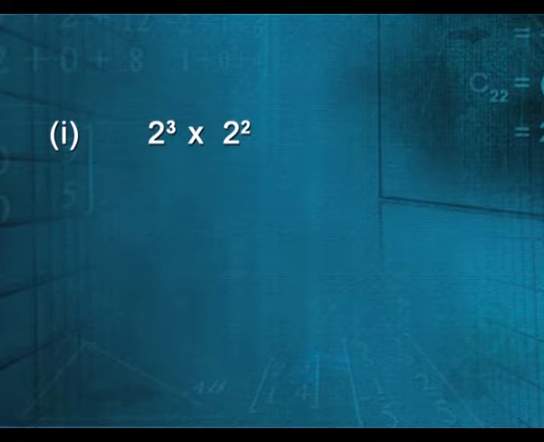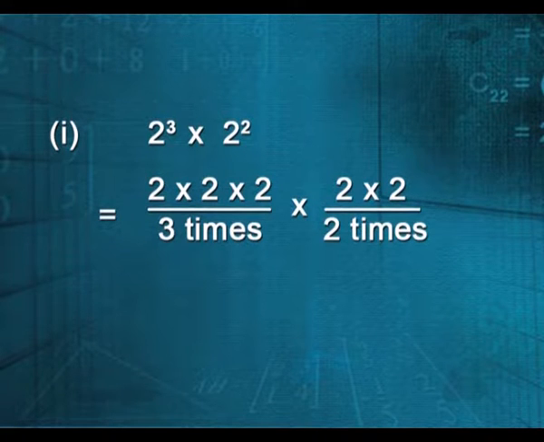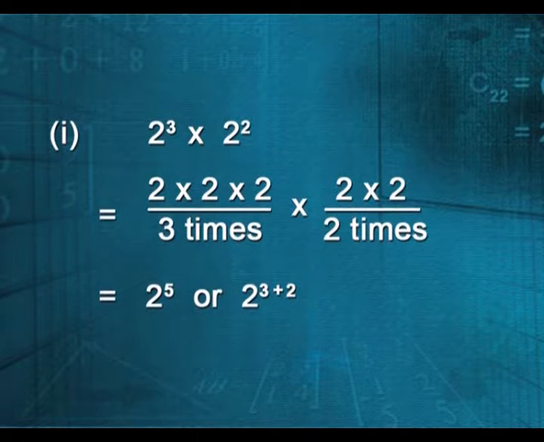Let us take one example, 2 raised to power 3 multiplied by 2 raised to power 2. 2 raised to power 3 means 2 multiplied to 2 how many times? 3 times. 2 raised to power 2 means 2 is multiplied to itself how many times? 2 times. Therefore, in all it is 2 multiplied by 2 multiplied by 2 how many times? 5 times. Therefore, it is 2 raised to power 5, which can be written as 2 raised to power 3 plus 2. Now, see what we have done. We multiplied 2 raised to power 3 by 2 raised to power 2 and we get 2 raised to power 3 plus 2.